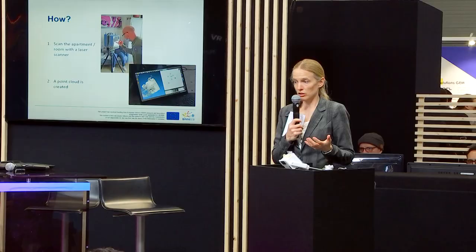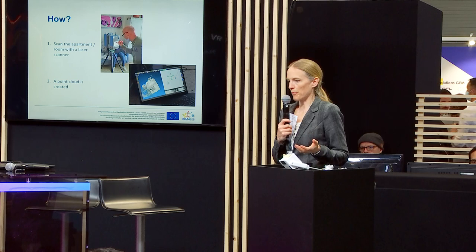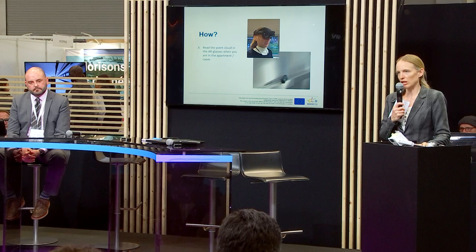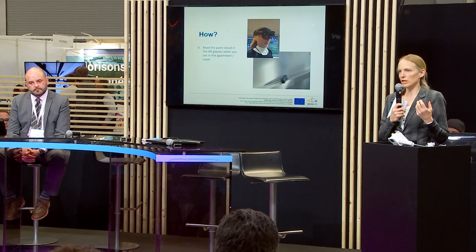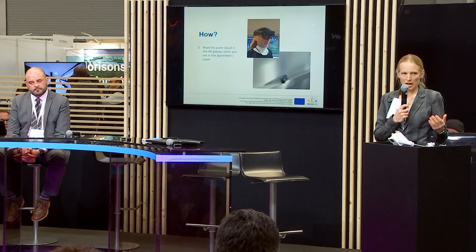And how is this done? It's done by first using laser scanning to scan the room or the apartment. This scanning creates a point cloud. This point cloud consists of points. The computer doesn't know what the points are. It's just points. And there is where the AR glasses, augmented reality glasses, come in. Because we load this point cloud in the glasses, and that means we can see both the point cloud and the reality at the same time.